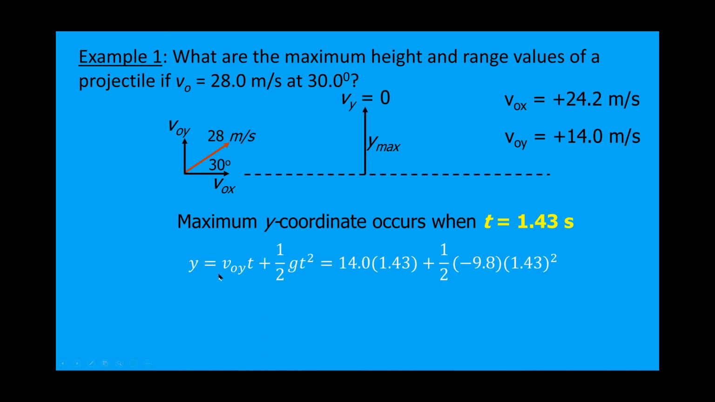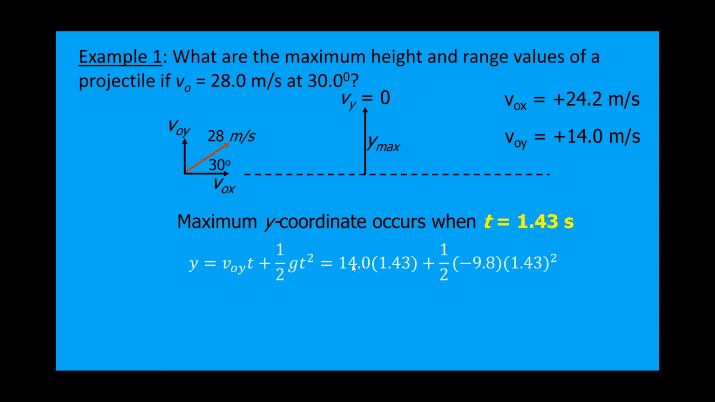So if we use this second kinematics equation, and they're using y here. In the formula sheet, it says delta x, but they're just using y because we're focusing in on the vertical components, the vertical movement. Nat typed it in here, that's what we're going to do. We know our initial vertical velocity is 14. We now know the time is 1.43. We know g is negative 9.8.